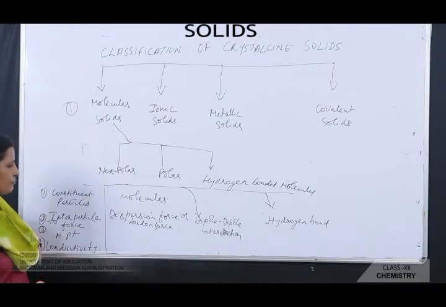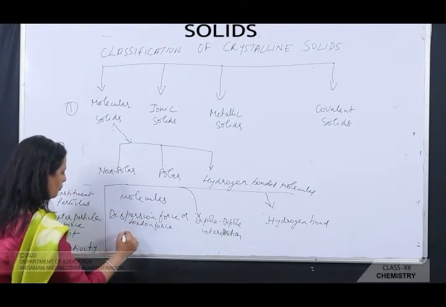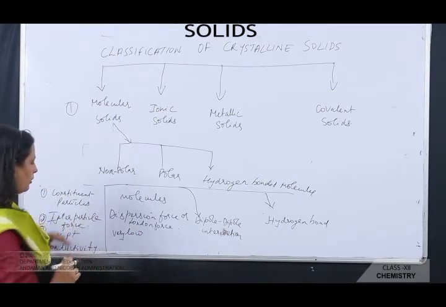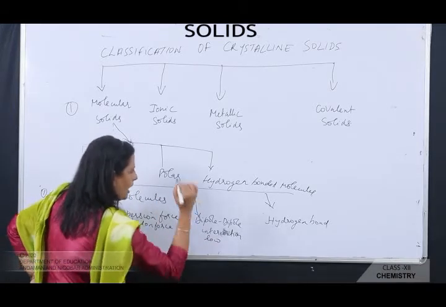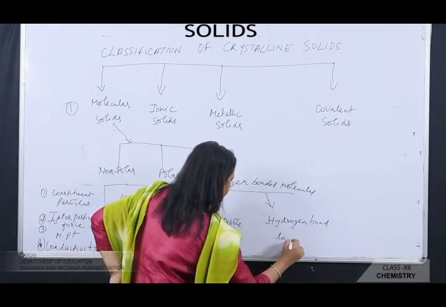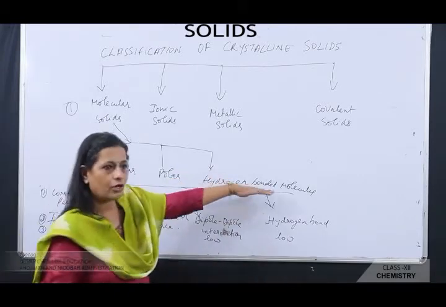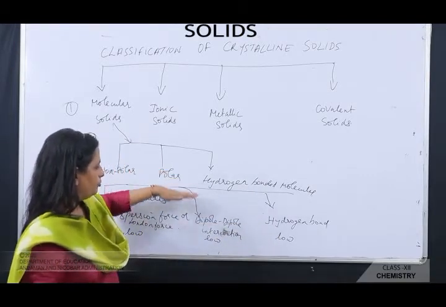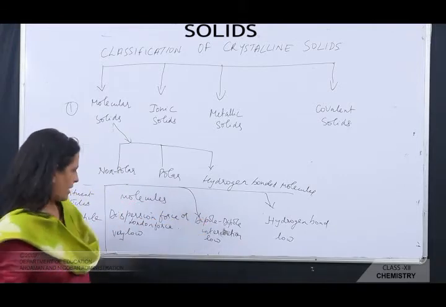So next is melting point. The force of attraction is weak, so the melting point is what? Very low. The melting point of non-polar molecules is very low. In case of polar, it is low. And in hydrogen bonded also it is low. When you compare hydrogen bonded molecules and polar molecules, hydrogen bonded molecules will have higher melting point than polar ones, because this hydrogen bond is stronger than dipole-dipole interaction.